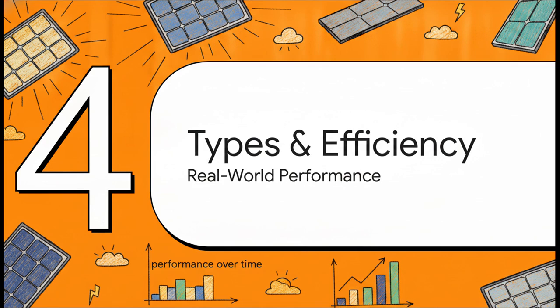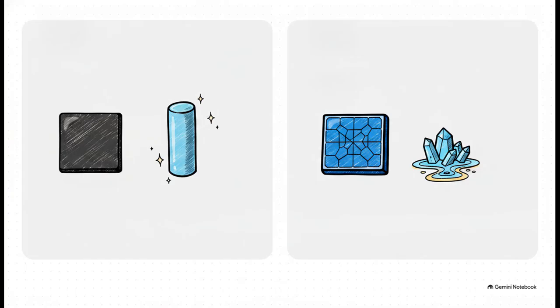And finally, Section 4, Types, Efficiency, and Lifespan. Now, if you've ever looked closely at different solar installations, you've probably noticed they don't all look the exact same. The two most common silicon types you're going to encounter are monocrystalline and polycrystalline. Monocrystalline panels are cut from that single crystal ingot we mentioned earlier. They're highly efficient, have a sleek, uniform black appearance, and are typically the most expensive.